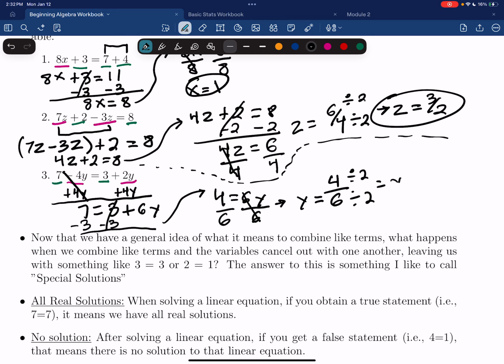So you get y equals 4 divided by 2, that's 2. 6 divided by 2 is 3. So y equals 2/3.